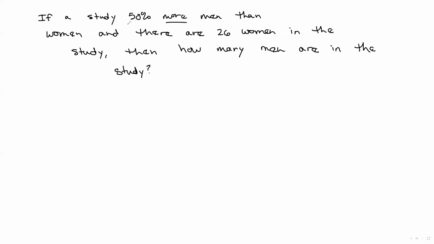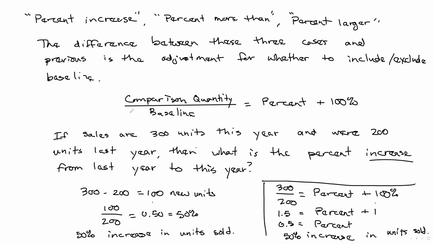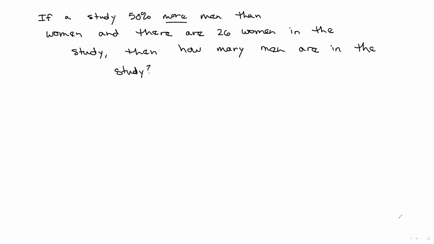If you have 50% more, then you need to use this method as opposed to the previous one. Just like the last example, we're going to have our comparison quantity over the baseline equals the percent plus 100%.